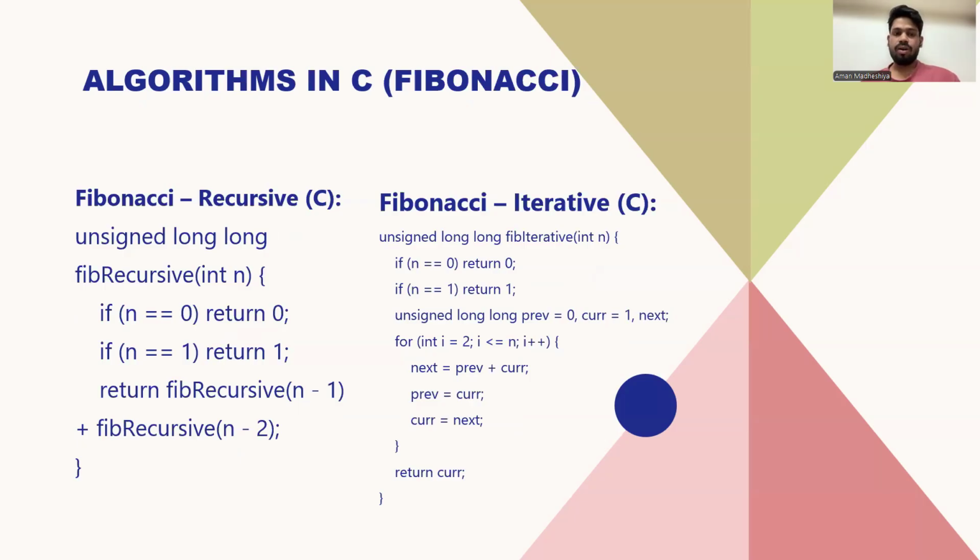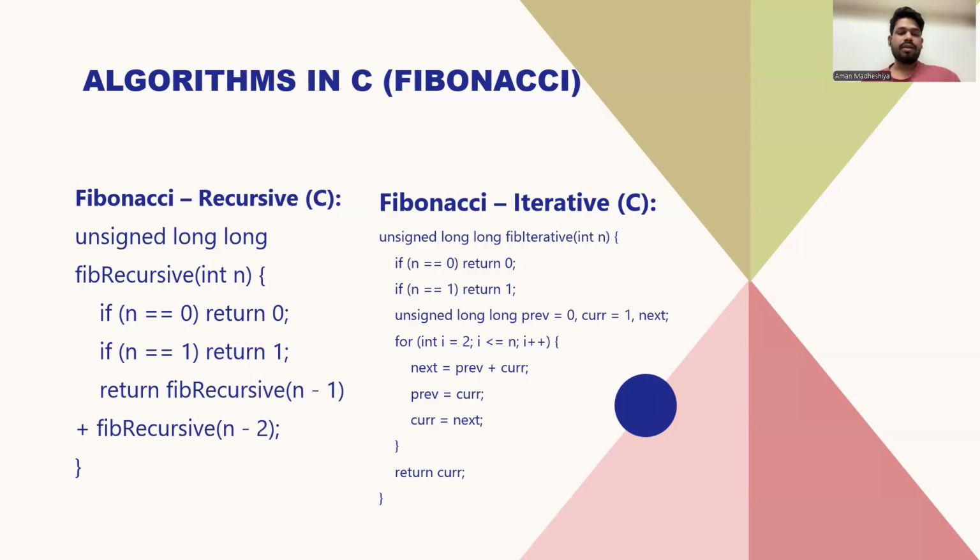Now coming to the Fibonacci series, where each term is the sum of the previous two terms, like 0, 1, 1, 2, 3, 5, and so on. In the recursive Fibonacci function, if n is 0, it will return 0. If n is 1, it will return 1. Otherwise, it returns fib(n minus 1) plus fib(n minus 2). This method is straightforward but becomes slow because it recalculates many values multiple times.